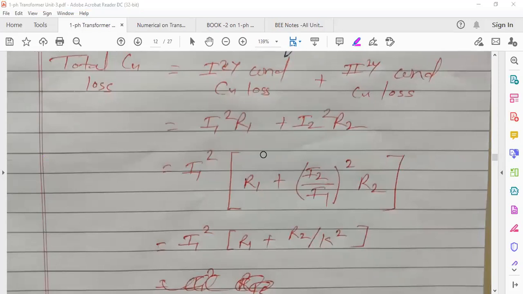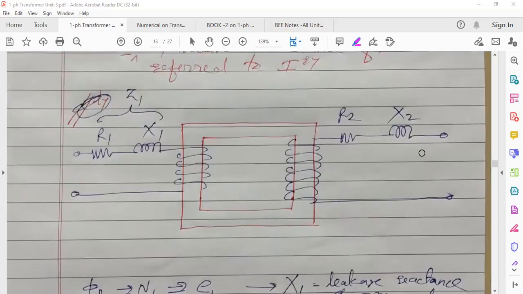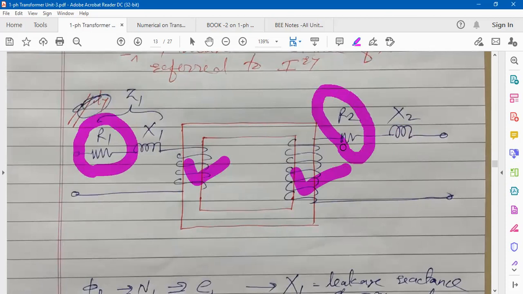So, transfer of parameters, now we are going to learn. Before that, whatever the parameters on primary and on secondary we'll see. See, this is the primary winding, secondary winding. Primary and secondary winding copper resistance we denote by R1 and R2, isn't it?